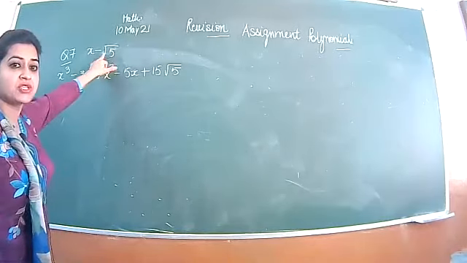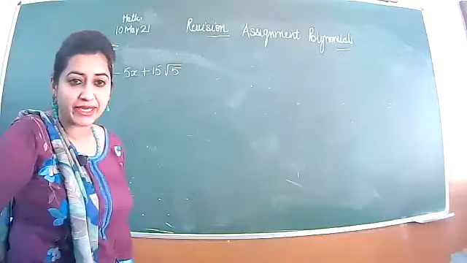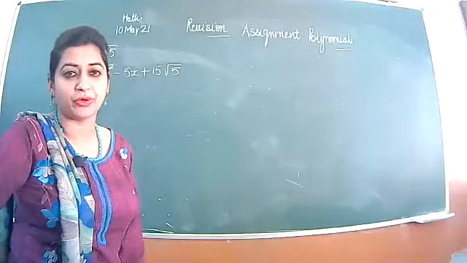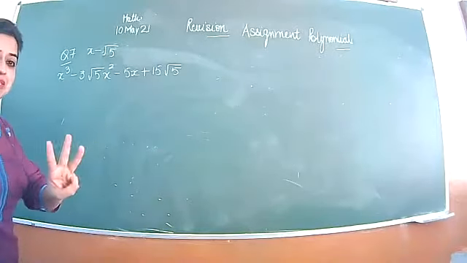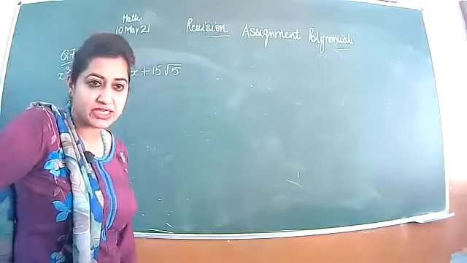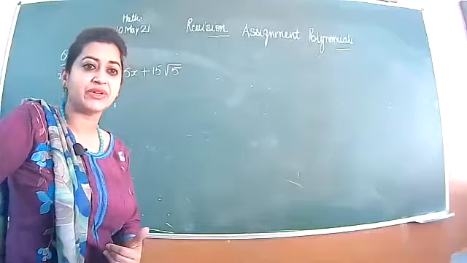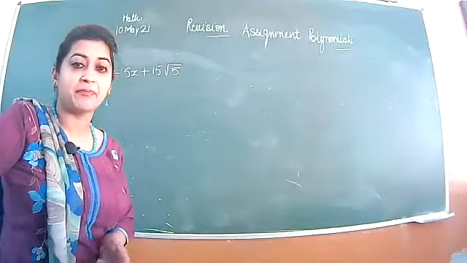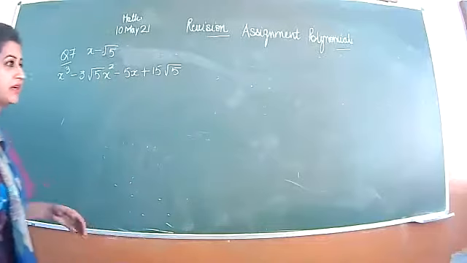This x minus root 5 is a factor of this polynomial and you have to find all the zeros of this polynomial. As it is a cubic polynomial, it will have at most 3 zeros, not more than 3. It can be less than 3, two of them can be the same, but it will not have more than 3 zeros at a time.